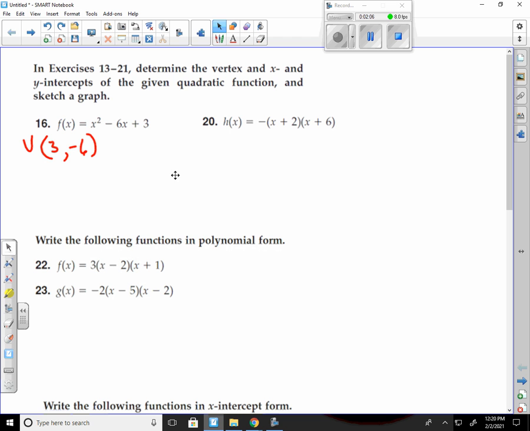All right, the y-intercept of this, because this is in polynomial form, is just 3.